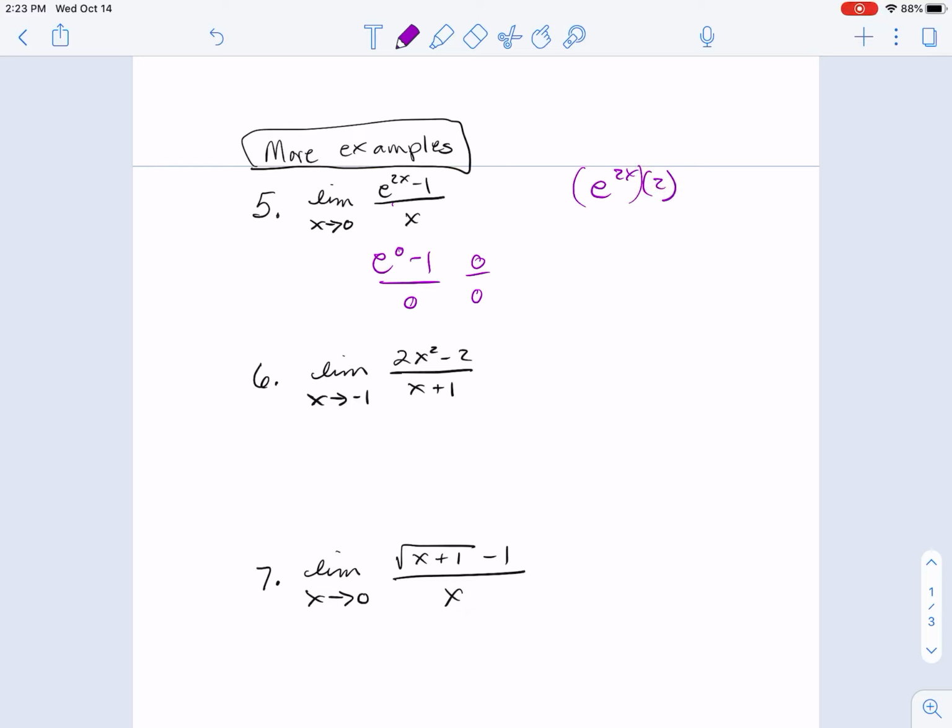2 minus 1 over the derivative of the bottom, which is 1. Remember, you're still taking the limit. X is still going to 0. So e to the 0 is 1, so you get 2 minus 1 is 1. 1 over 1 is 1. And I have an answer.